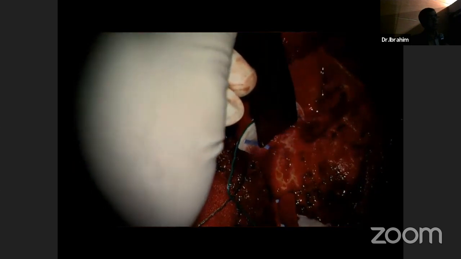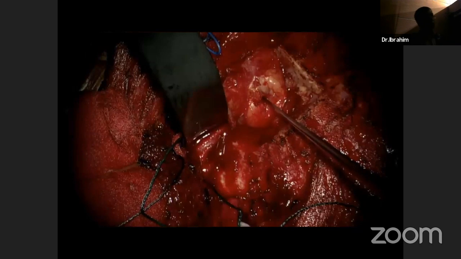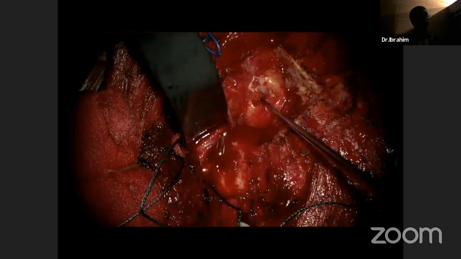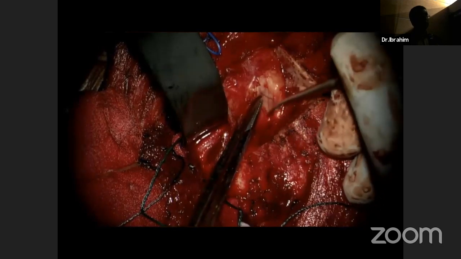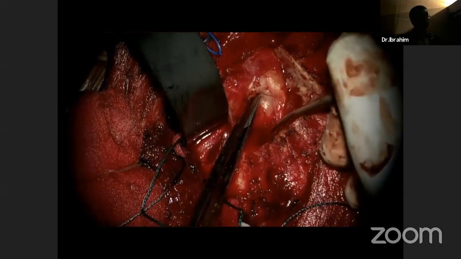Here I'm retracting the lacrimal gland, anterior and lateral. I'm using the navigation probe to see exactly where I am. I know exactly where I am. This is here the superior rectus, here is the lateral rectus. I'm going in between.